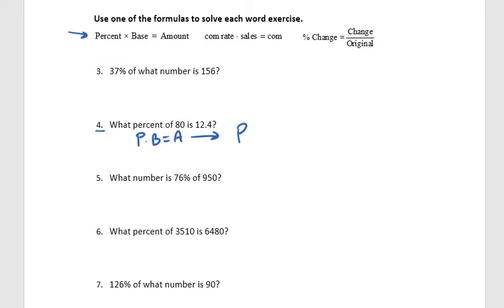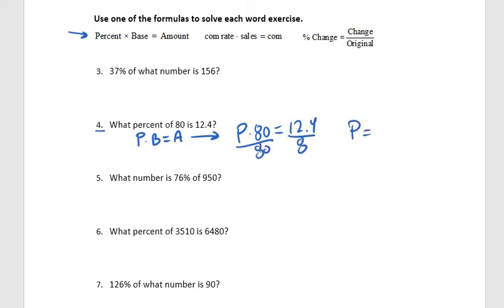That's how you know which one, because sometimes you get confused. Is the 12.4 going to go here or here? Is the 80 going to go here or here? That's the confusing part. The way you sort that out is we're always taking a percent of the base. So 80 is our base here. So P times 80 is going to equal 12.4. And now all I have to do is solve this problem. So I divide both sides by 80.